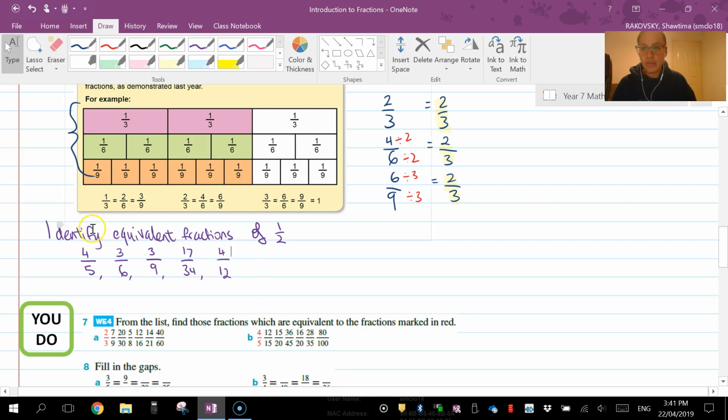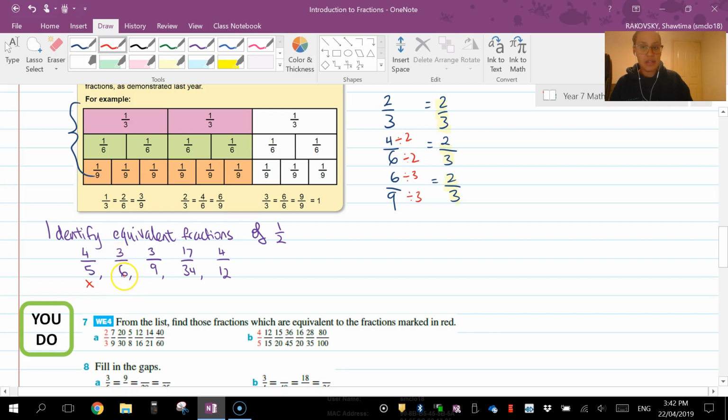So here we have some fractions. We're going to identify the equivalent fractions of 1/2. What I'm going to be doing is seeing if I can simplify, so that means finding a common factor between the numerator and denominator and dividing both values by that number to give us our simplified fraction. So in this case here, 4/5. 5 is a prime number, 4 isn't, but 2 is not a factor of 5. So I can't change that, that's simplified, but that is not an equivalent fraction of 1/2.